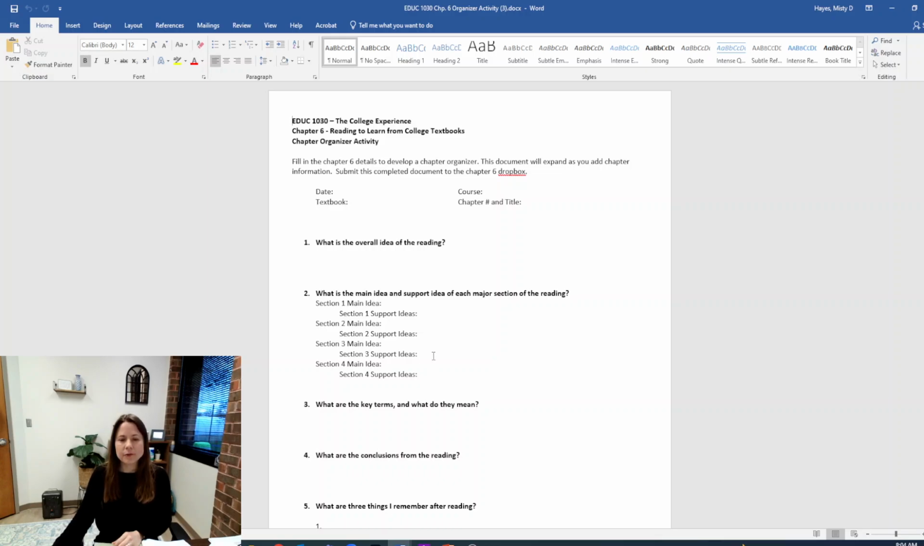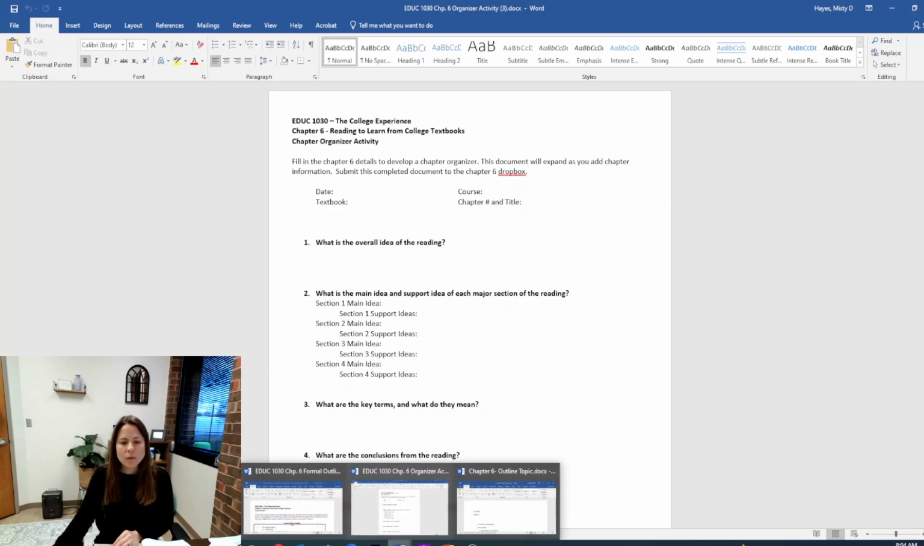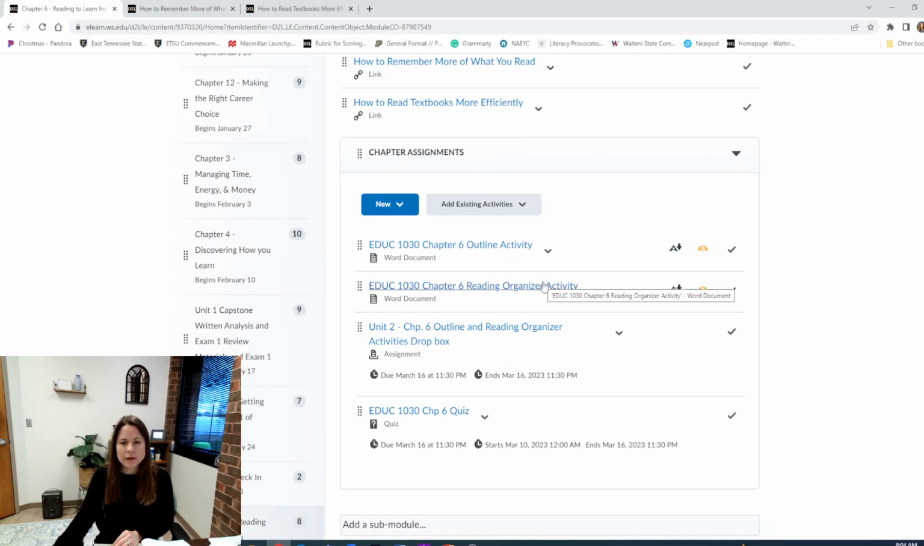We'll get into it a little further, but I wanted to show you what I was talking about. We said from the very beginning that reading organizers are basically an outline. An outline is supposed to help you as a study tool. You're able to put the most important or main ideas down and then the supporting details with them. So for your homework assignment, you will do your reading organizer activity as always, but we have something added here called the outline. Your outline and reading organizer activity is what you're going to be submitting to Dropbox. So I'm going to show you the outline.